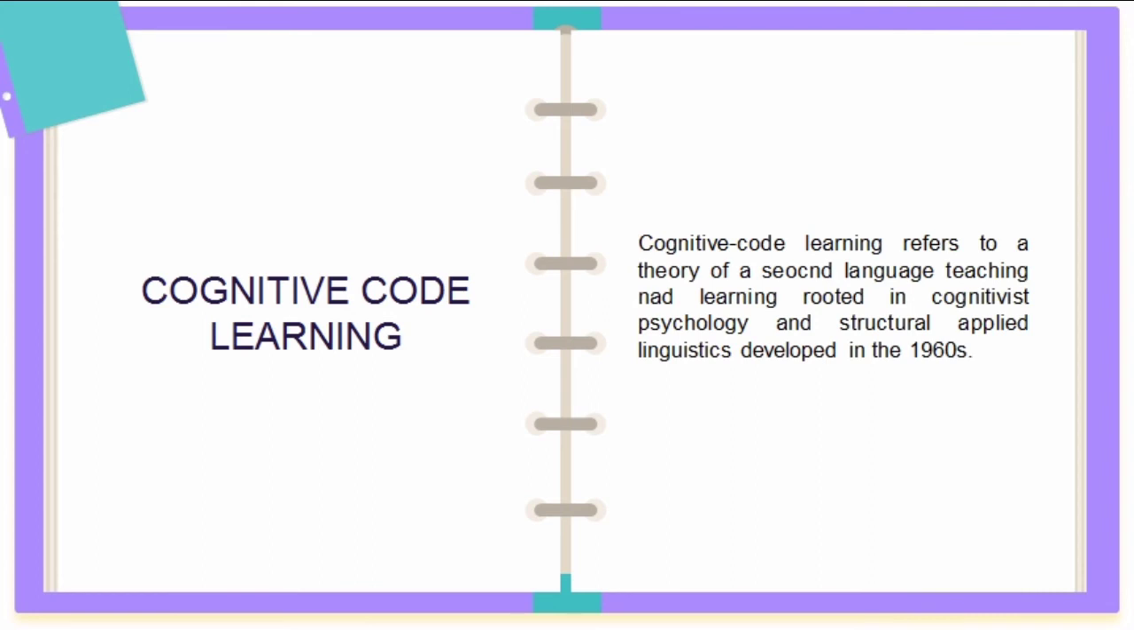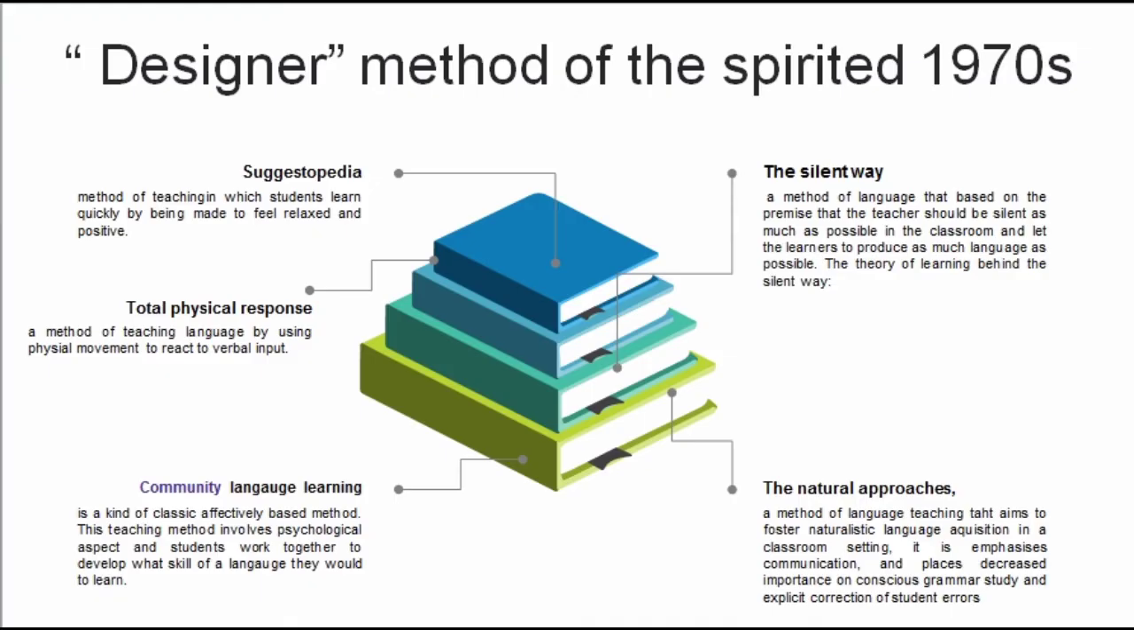Cognitive code learning refers to a theory of second language teaching and learning rooted in cognitive psychology and structural applied linguistics, developed in the 1960s. The next method is the designer methods of the 1970s. The Chomsky revolution in linguistics drew the attention of linguists and language teachers to the deep structure of language. So in this method, there are five kinds of important things we need to know.